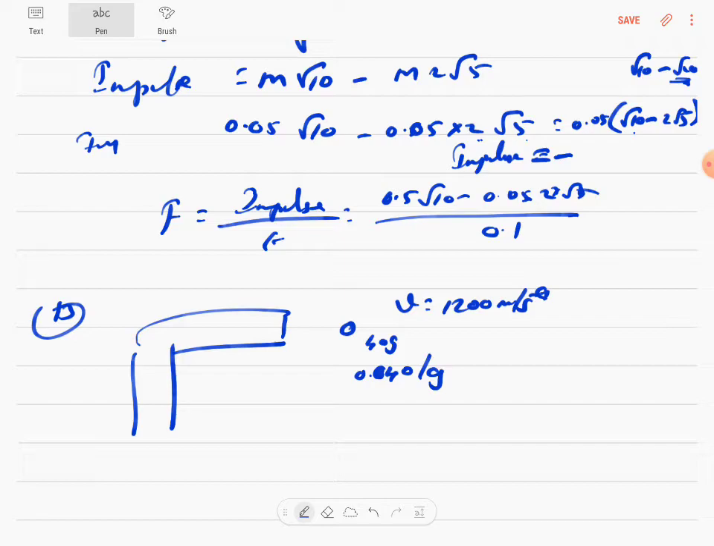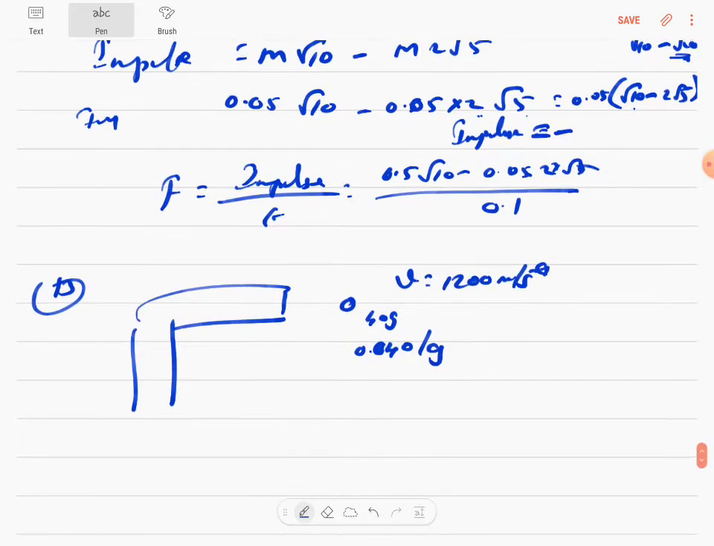The person holding the gun can exert a maximum force of 144 newtons. He is able to exert a force of 144 newtons on this. This force is what is going to get translated into the rate of change of momentum of this bullet, correct? Yeah, what is the number of bullets that can be fired from the machine?